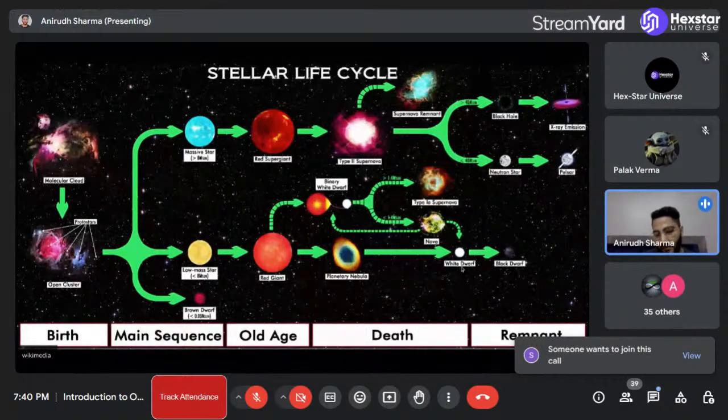A white dwarf star is a very small remnant of the original star. Let's say only the core and some part of the star is remaining. And then a black dwarf is when even the white dwarf has died out.